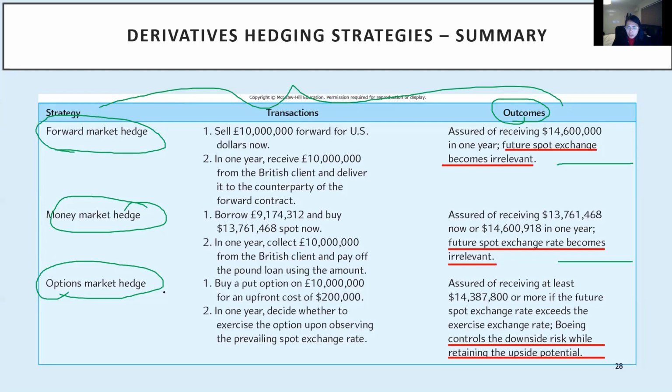With the option market hedge, it's a little bit different. So you get protected on the downside, but at the same time, your upside is not limited, okay? But because of this flexibility, you've got to pay a premium at the start, okay?